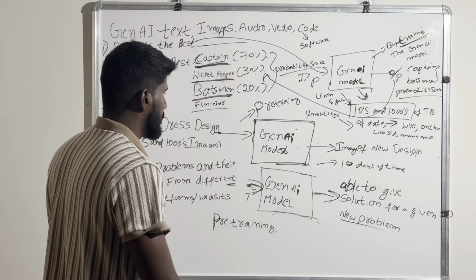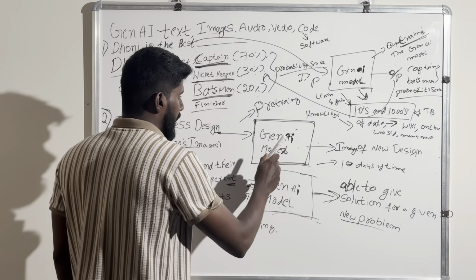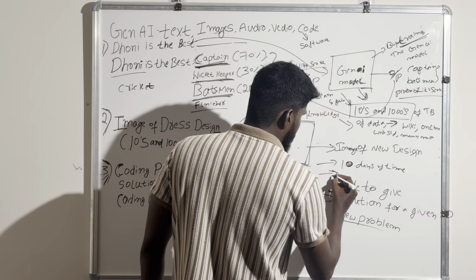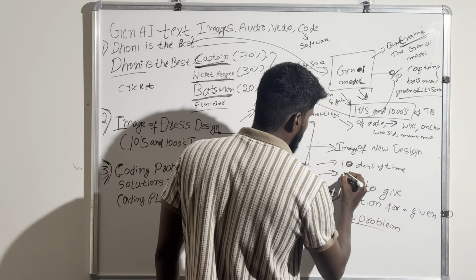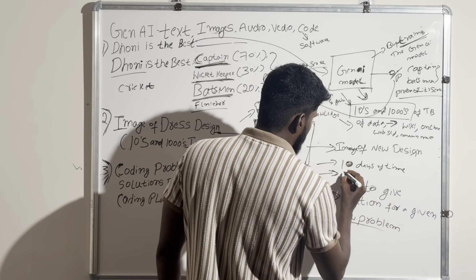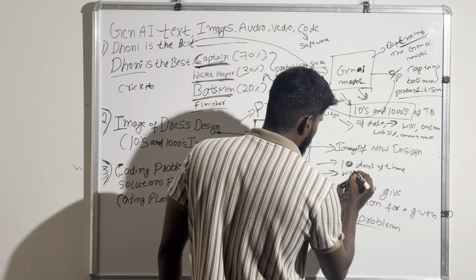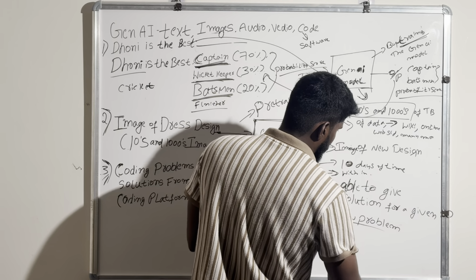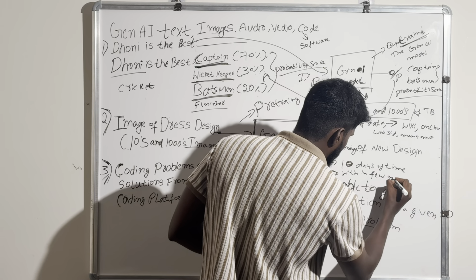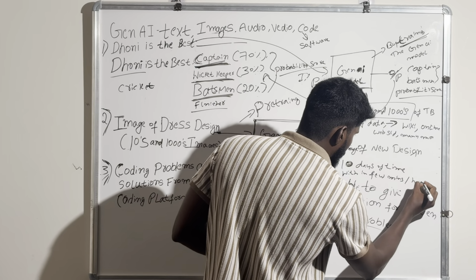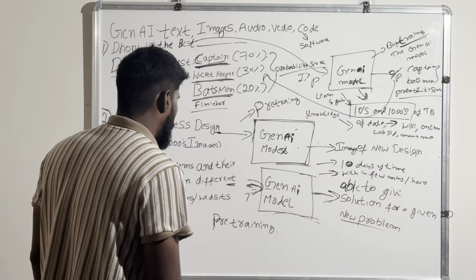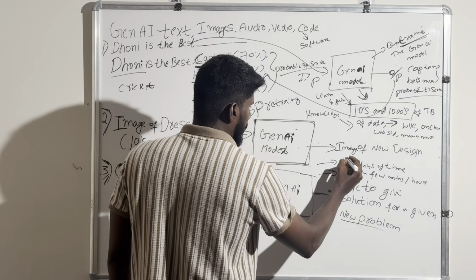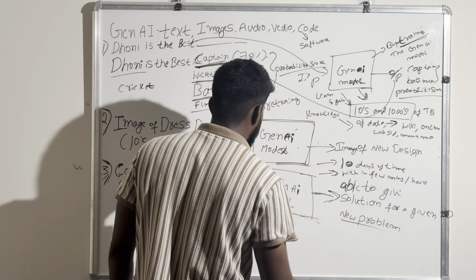But if the same knowledge has been gained by the Gen AI model, it can give the same result. Let's say the initial draft of the design within a few minutes to hours, right? How do you make your Gen AI model give the draft of the new design?